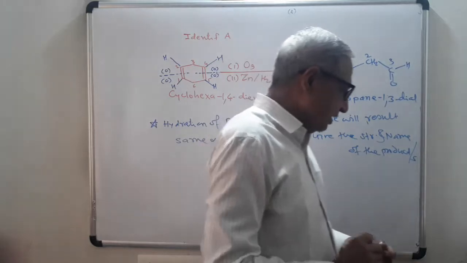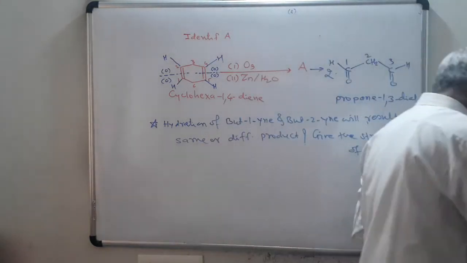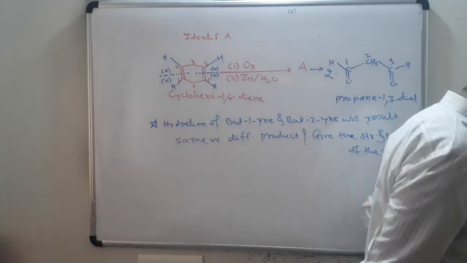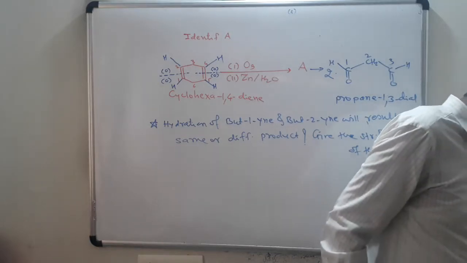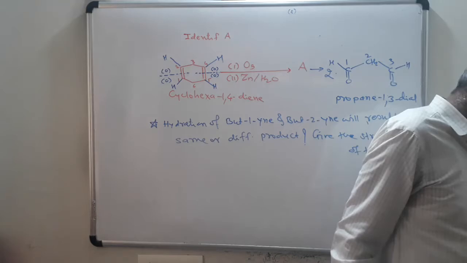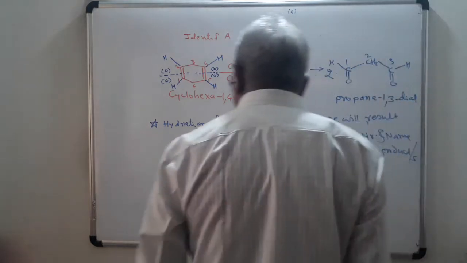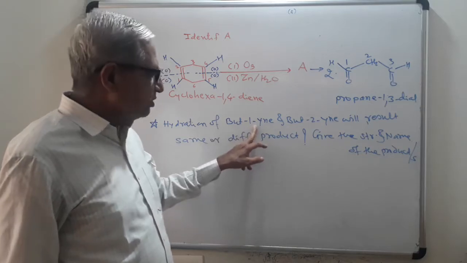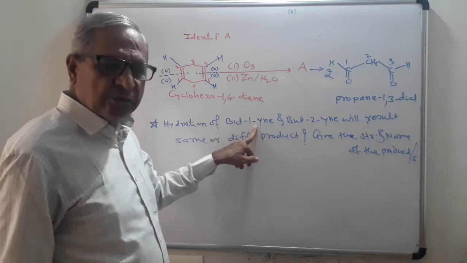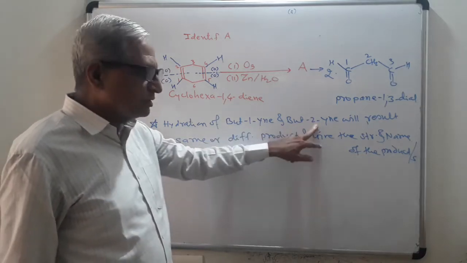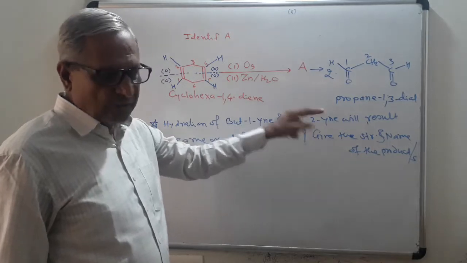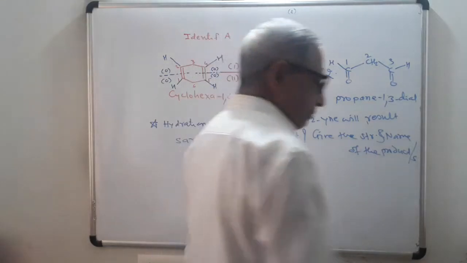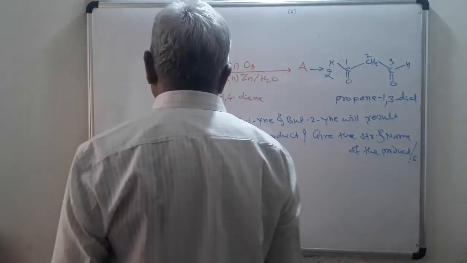So the answer is very simple. The compound will give the same product, and that product is known as ethyl methyl ketone, that is butanone. Remember that for but-1-yne, addition of water takes place according to the Markovnikov rule. In this case there is no Markovnikov rule, and tautomerism takes place and gives the same product, that is butanone, which is known as ethyl methyl ketone.